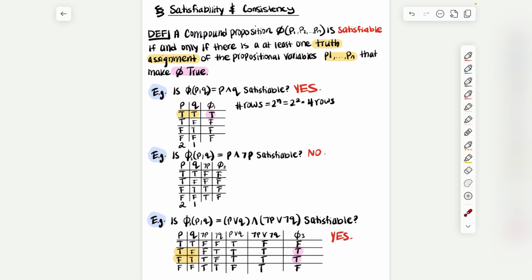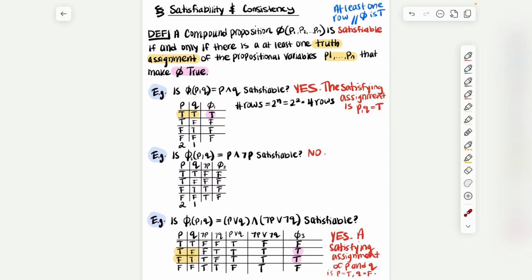If it asks you for all satisfying assignments, then you would have to go through the entire truth table and find all of the possible truth assignments of P and Q that make the compound proposition true. So here you could say the satisfying assignment is P and Q both equal to true, because that gives you the compound proposition as true. And here you can say a satisfying assignment is when P is equal to true and Q is equal to false. That gives the compound proposition as being true.